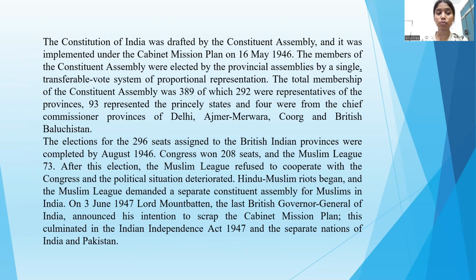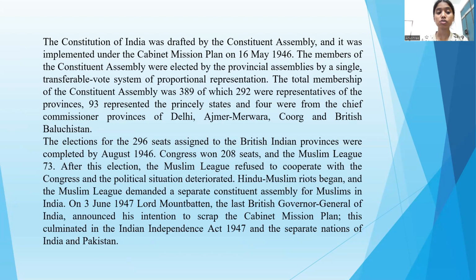The total membership of the Constituent Assembly was 389, of which 292 were representatives of the provinces, 93 represented the princely states, and 4 were from the Chief Commissioner provinces of Delhi, Ajmer, Merwara, Coorg, and British Baluchistan.